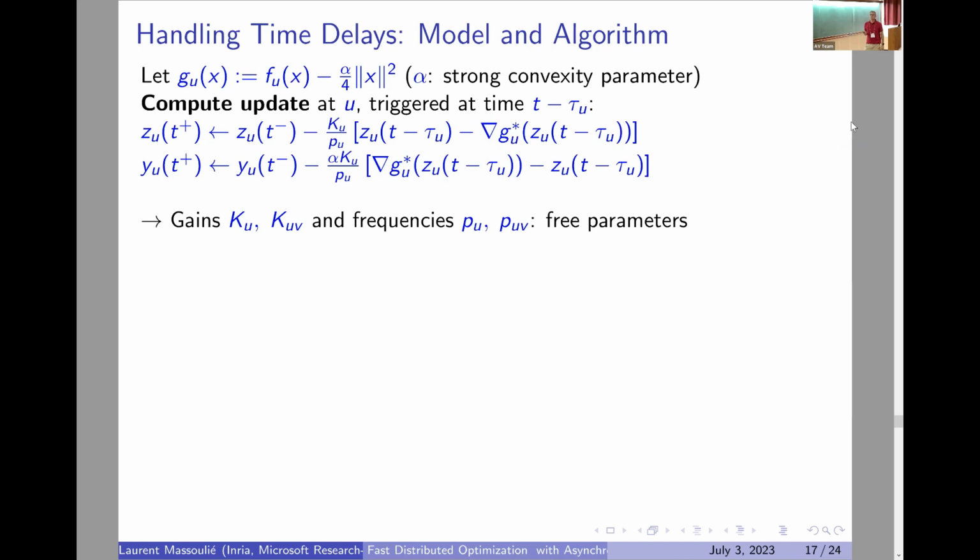And so as for the communication updates, we'll have gain parameters here, which are of the form K_u over P_u. And so K_u has the meaning of the average gain with which we multiply the additive terms we add to our variables based on compute updates. And so our scheme, as I said, has as free parameters the frequencies with which we do updates. It also has as free parameters the gains K_u, K_uv that we have the freedom to choose.